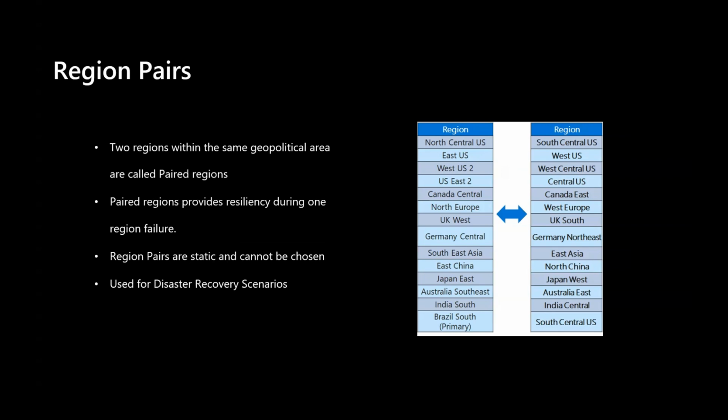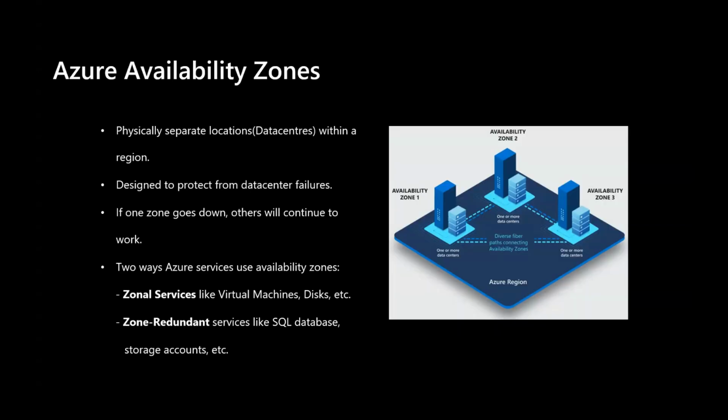Now, let's talk about availability zones. Availability zones are separate groups of data centers within a region. These data centers are connected by a high performance network with latency of less than 2 milliseconds. They are designed in a way that if one zone experiences an outage, then the regional services, capacity, and high availability are supported by the remaining zones.